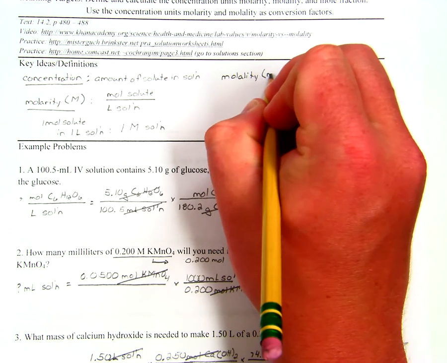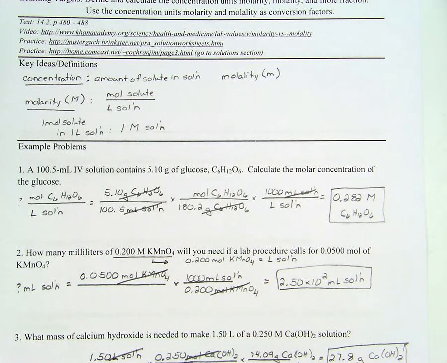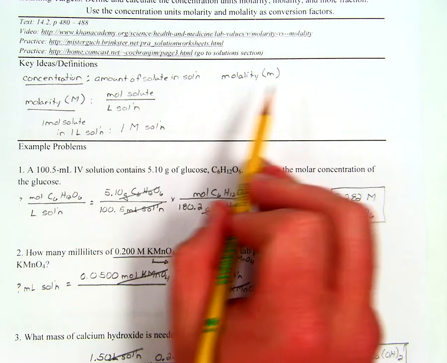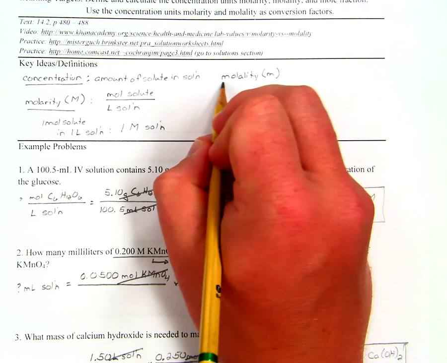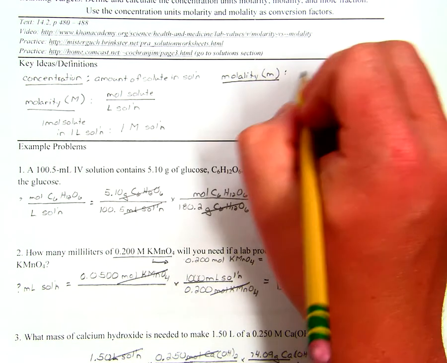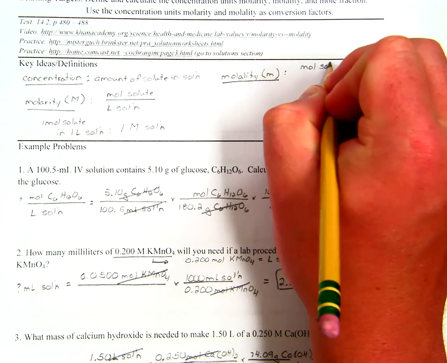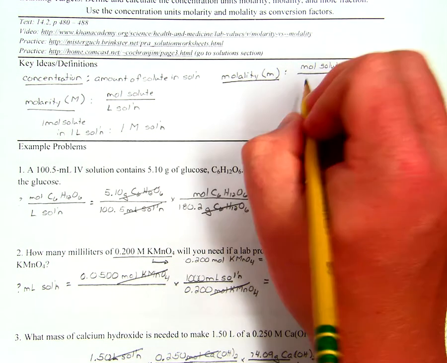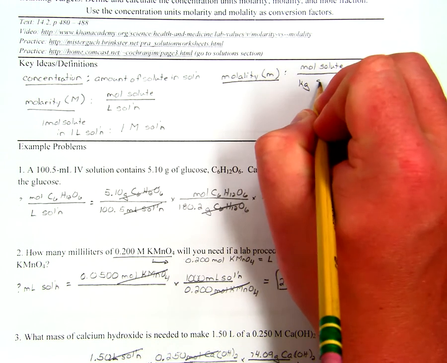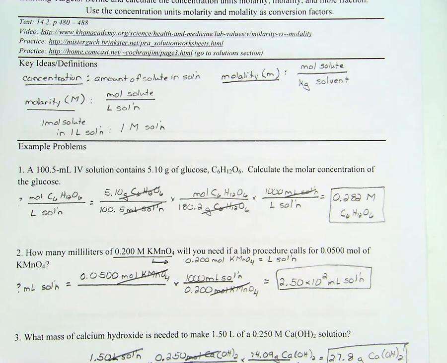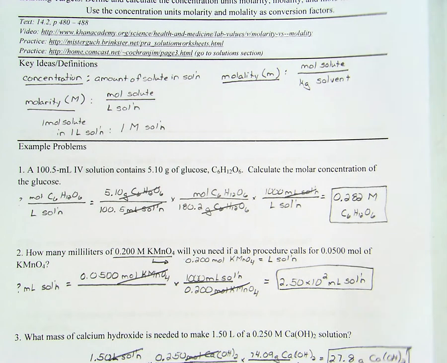The symbol for molality is a lowercase m, so we have capital M for molarity, we have a lowercase m for molality. The ratio that it represents, and it is a ratio just like molarity, it is moles of solute, so that's just like molarity. But instead of comparing it to the whole solution, we are comparing it just to the solvent, and it is moles of solute per kilogram of solvent. And let's just jump straight down here to the example problem dealing with molality.